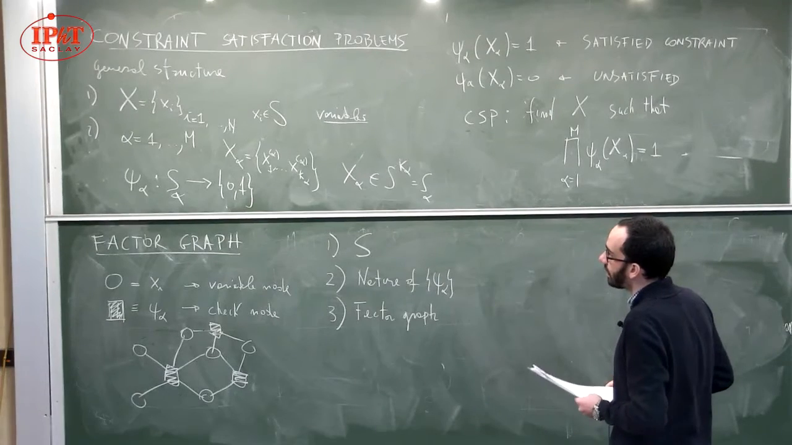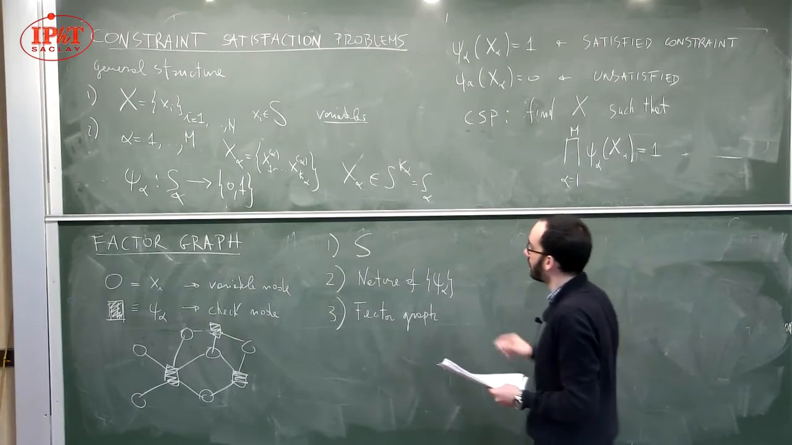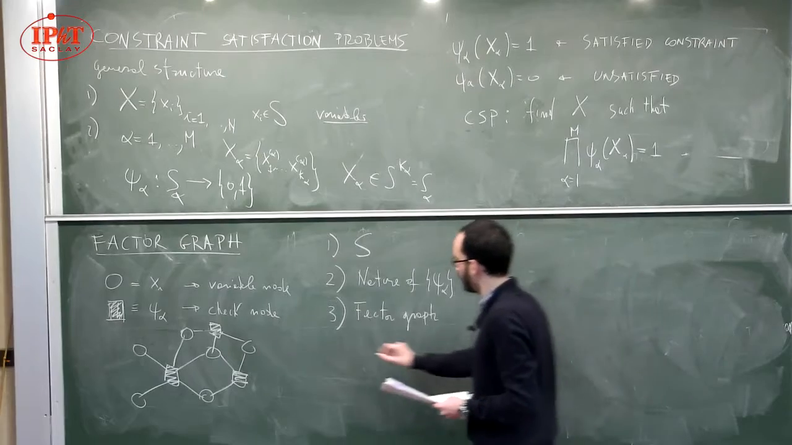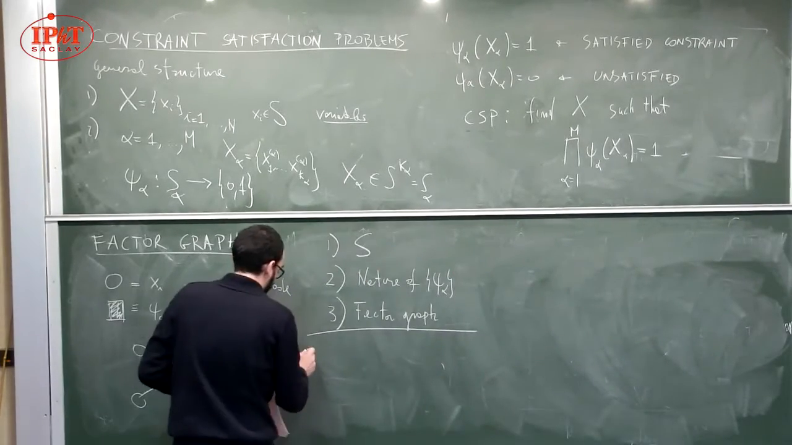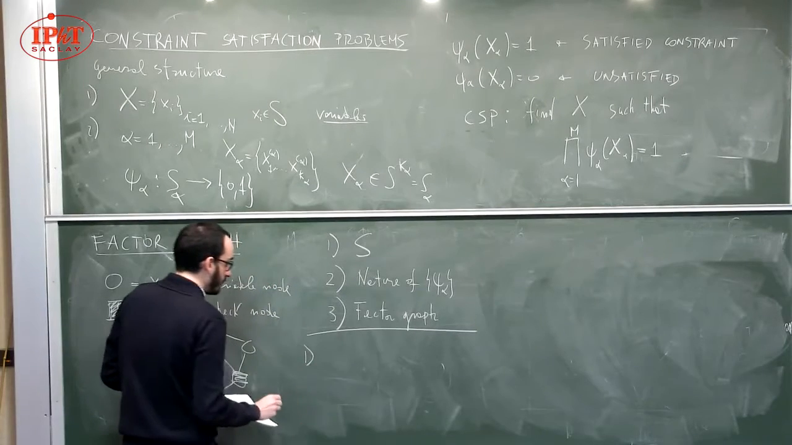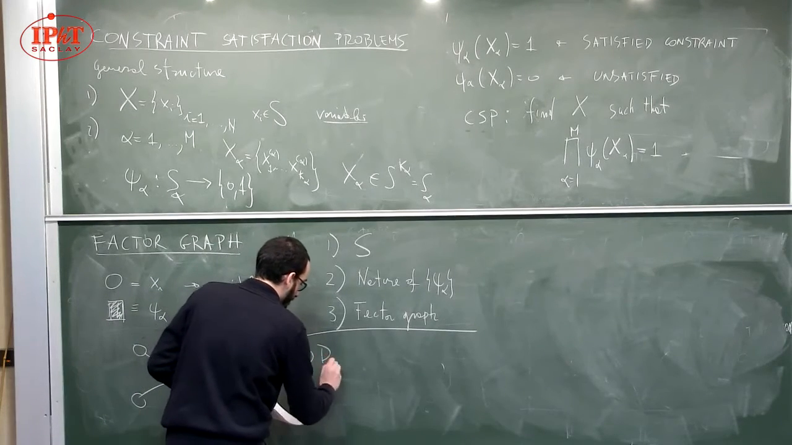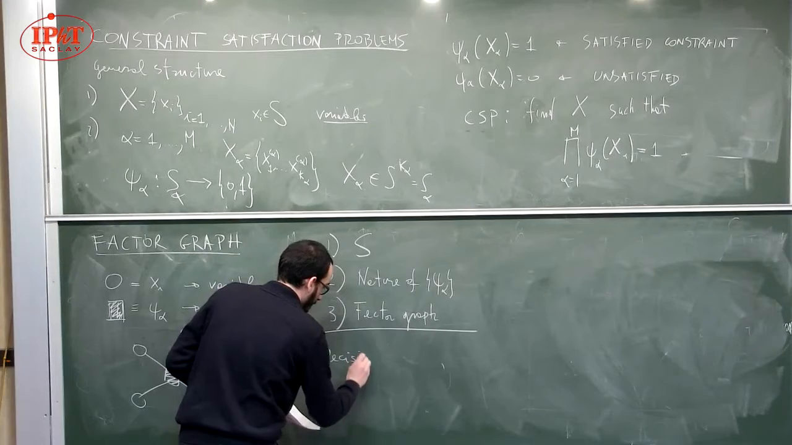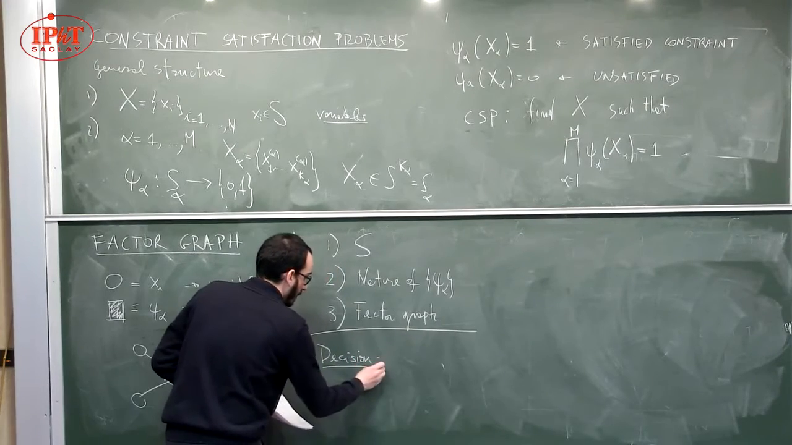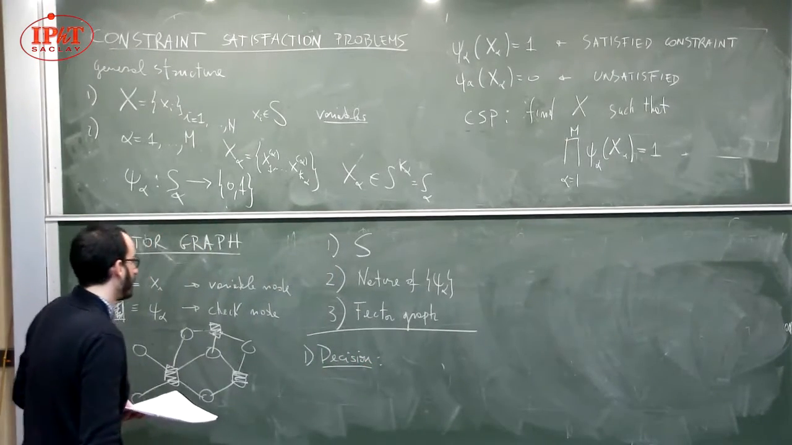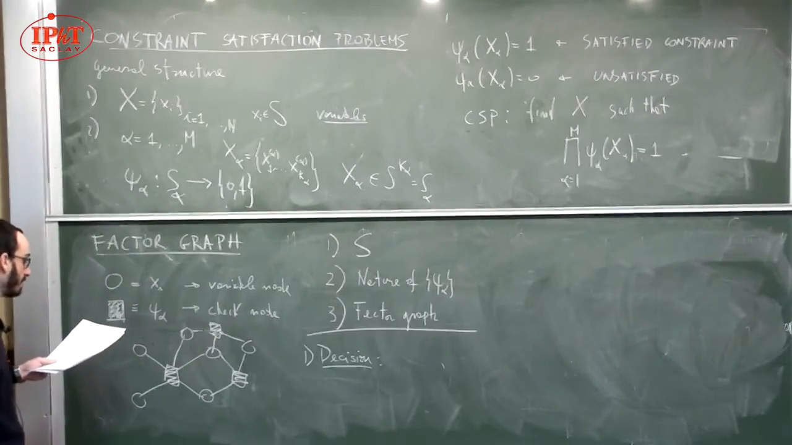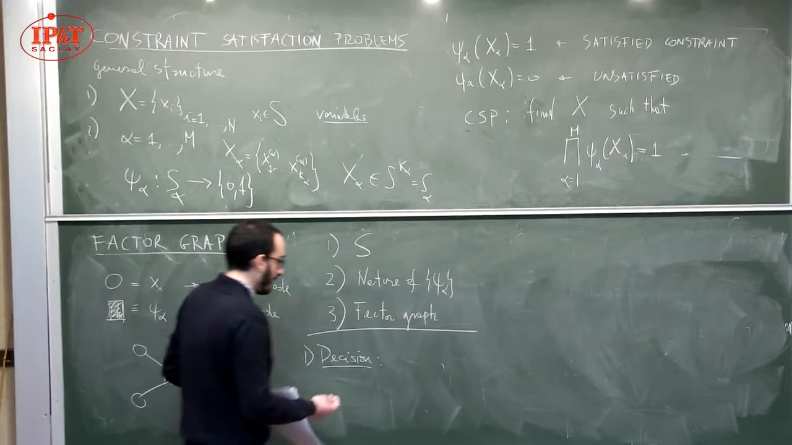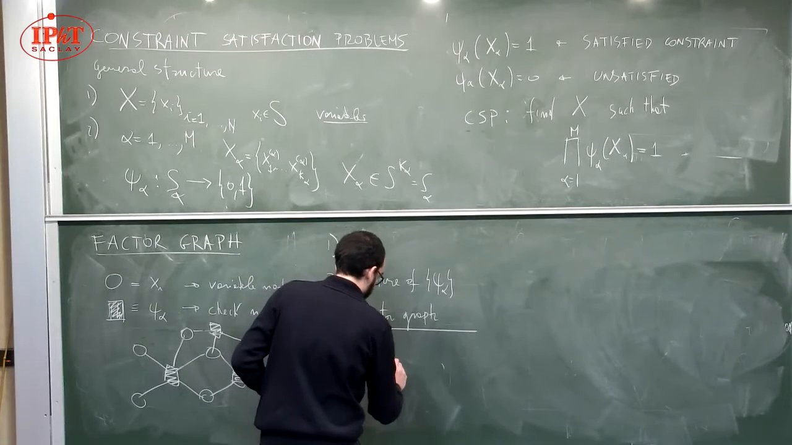You can have different kinds of CSP. So first of all, the first example is a decision problem, which is just, given a constraint satisfaction problem, tell if there is a solution or not.